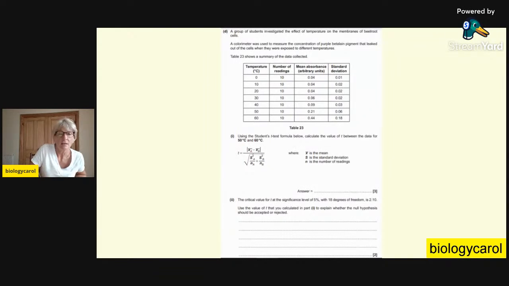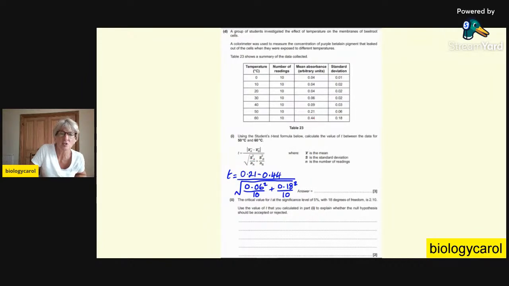So I have just arbitrarily assigned group A as 50 degrees and B as the 60 degrees numbers. So does it make sense that this is me substituting in the values from the table? 0.21 minus 0.44, one mean minus the other.